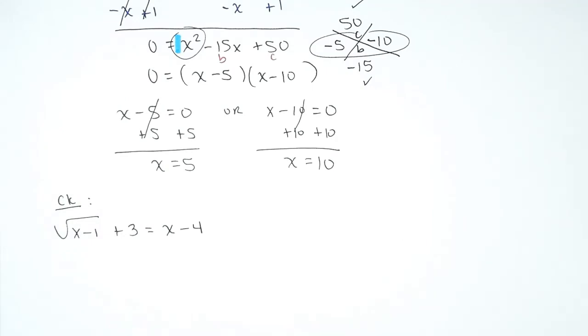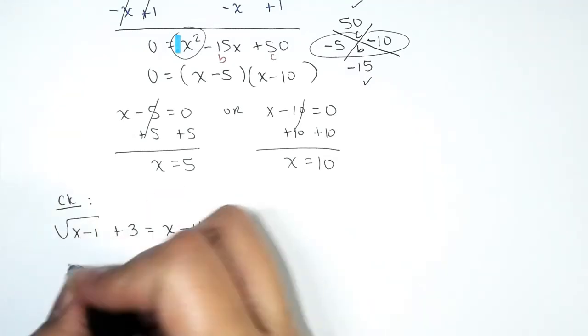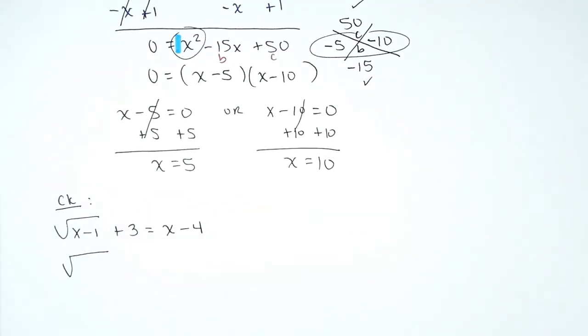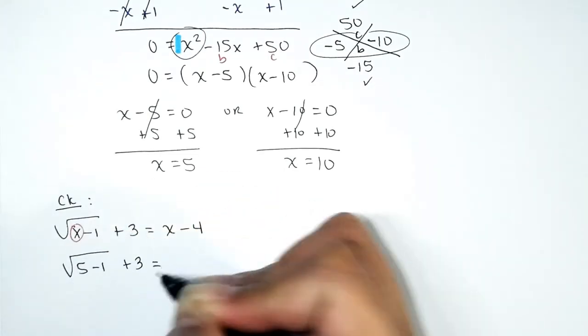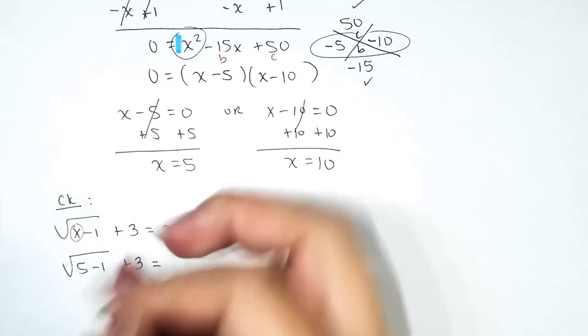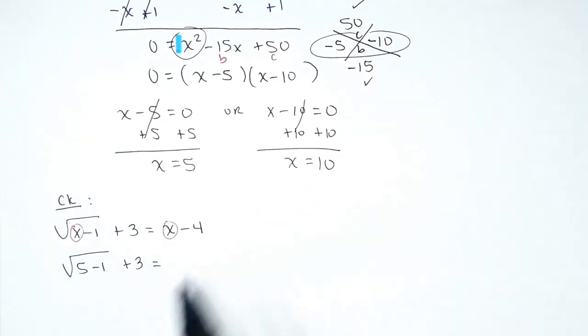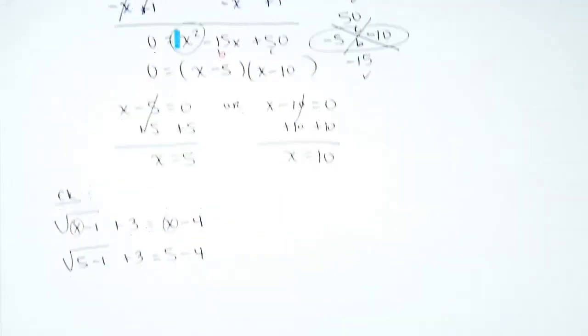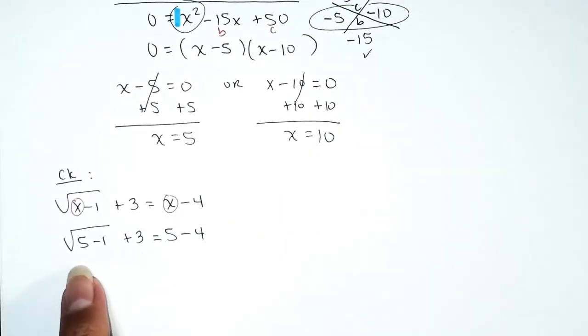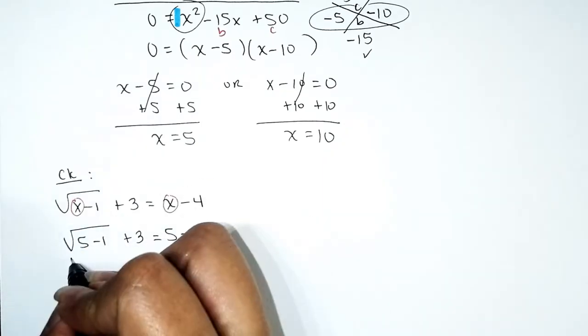So let's go ahead and check our first answer, which is 5. That will give us the square root of x, which we are swapping out for 5, minus 1. When we add 3 to it, for my peace of mind, I need it to equal x minus 4. We're swapping out x for 5, minus 4. Fantastic. So on the left side, the square root of 5 minus 1 will give us 4.